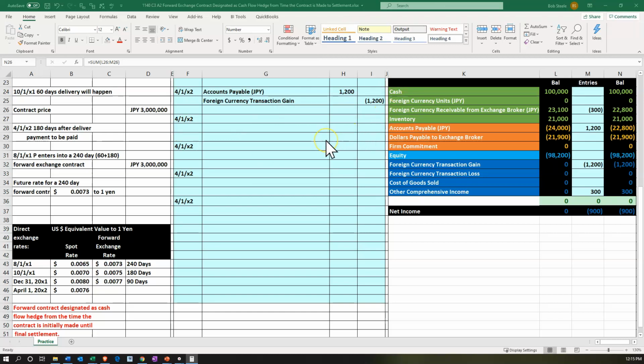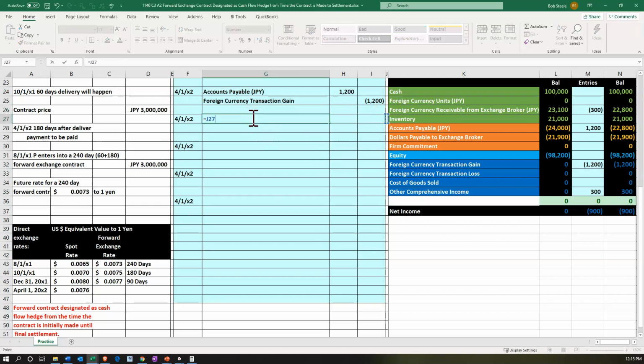Now, we're going to have to revalue this thing. As we've seen in the past, we're going to continue with this process, basically removing the gain by netting it out with a loss, and then we're going to basically move it into the other comprehensive income. And that's going to be for the 1,200.